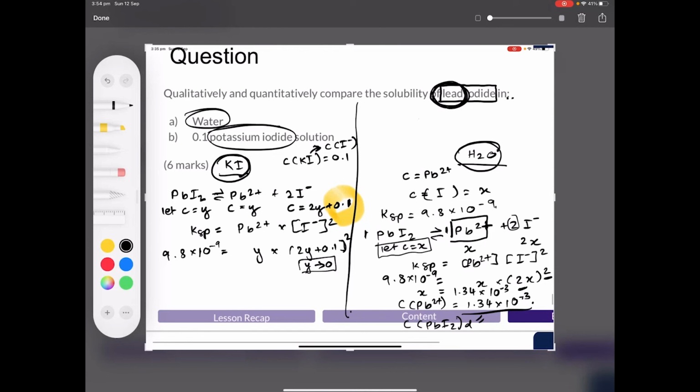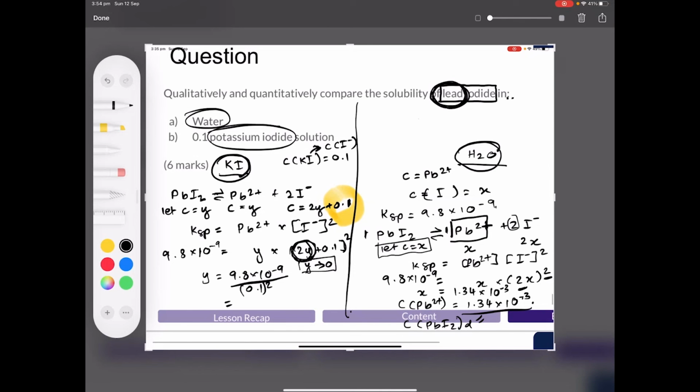So in this case, to make this a linear equation, we can assume the y inside the brackets is so small it's close to 0. And so that's just going to be y times 0.1 squared. So y is equal to 9.8 times 10 to the power negative 9 divided by 0.1 squared.